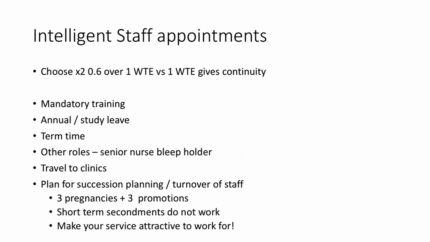Another thing we don't get taught about at medical school is intelligent staff appointments. It's far better to go for 1.2 whole-time equivalents, so you can have two nurses at 0.6, than one nurse overall. The reason for that is that if you have two part-time nurses, they can cross-cover each other during annual leave. Don't forget to take into account when you're planning how many nurses you need, time lost or spent during mandatory training, annual and study leave, other roles they may have to undertake, travel to clinics, and succession planning and turnover of staff.